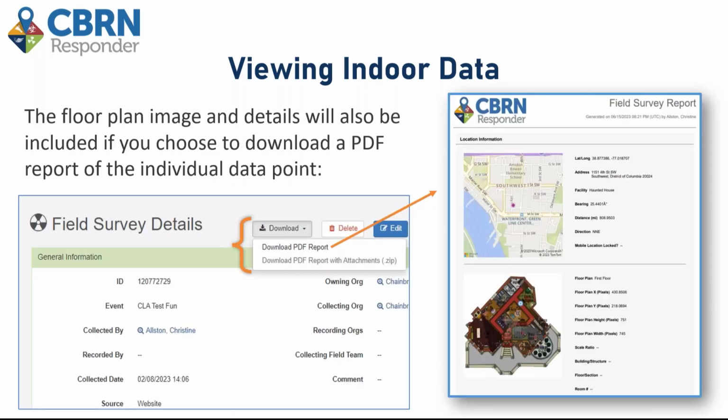From that data point details page, you can also download a PDF report if you wanted to have this externally or just downloaded. And if you chose to do so, you'll have the same information. So you'll have the map of where the facility was located and then the floor plan specific image with the data point location.